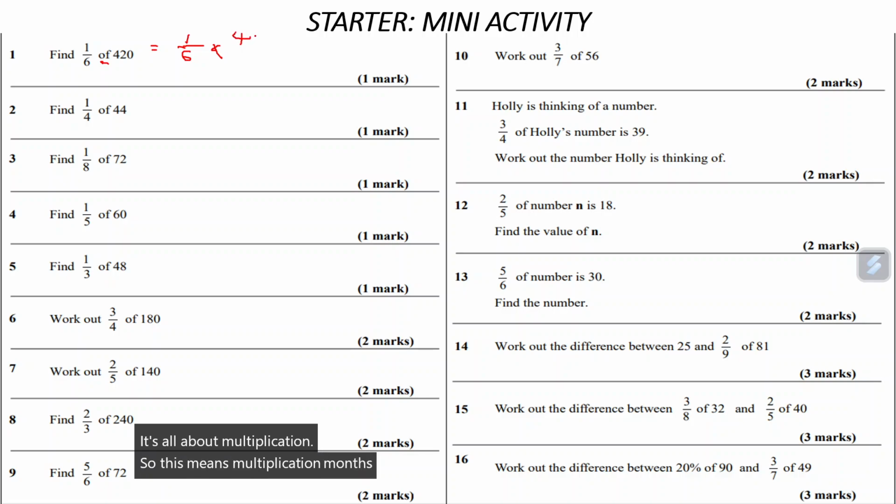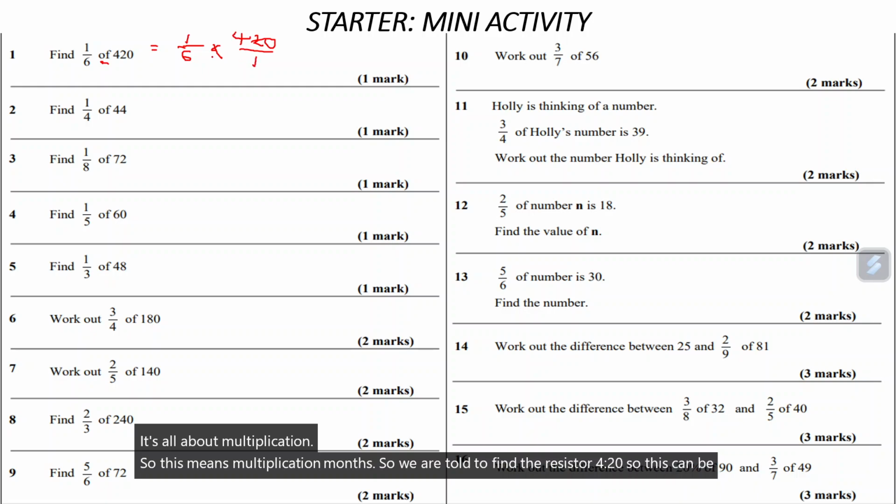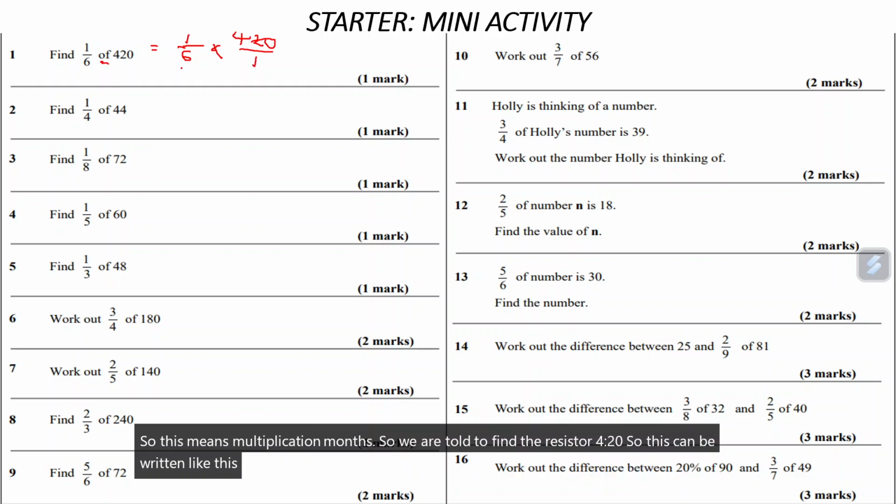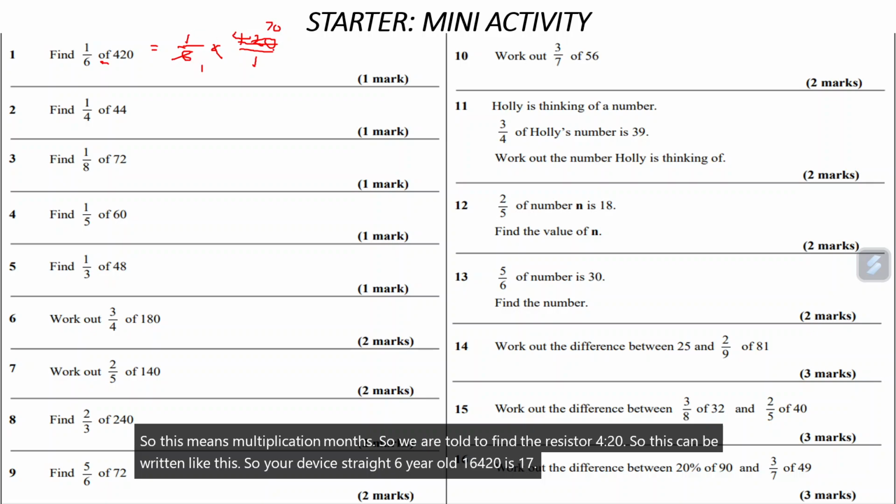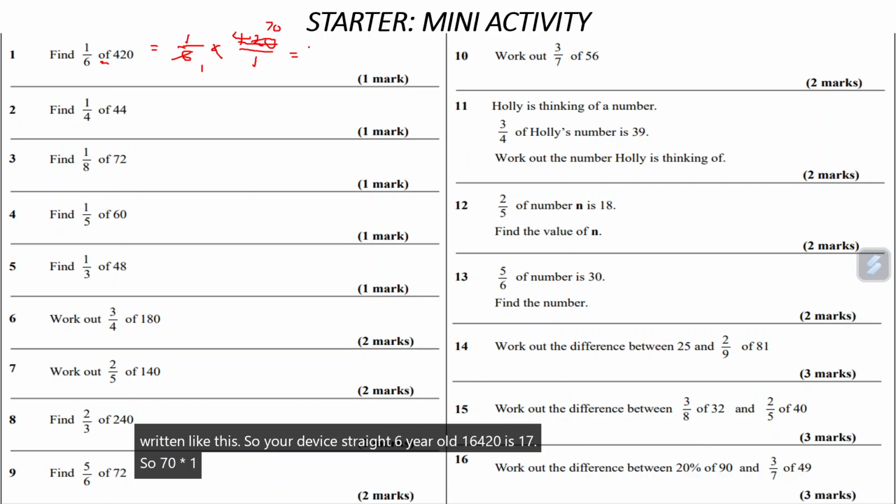So we are told to find 1/6 of 420. This can be written like this. You divide straight, 6 in 420 is 70. So 70 times 1 will give us 70. This is one way of doing this.